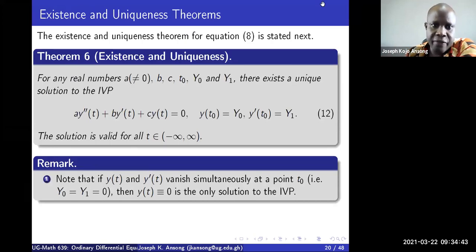Okay, so the first theorem we want to look at is theorem 6 here. For real numbers a, b, c, t naught, y naught, and y1, there exists a unique solution to the IVP. This is the homogeneous equation, and the initial conditions are given by this: y at t naught is Y naught, y prime at t naught is Y1, and the solution is valid for all t, for all real numbers. So this is a general existence and uniqueness theorem for homogeneous equations.